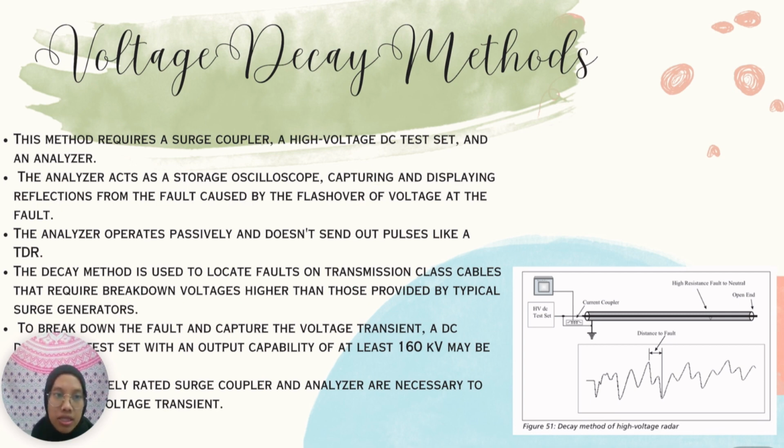The decay method is used to locate faults on transmission class cables that require breakdown voltage higher than those provided by typical surge generators. To break down the fault and capture the voltage transient, a DC dielectric test set with an output capability of at least 160 kilovolts may be required, and an appropriately rated surge coupler and analyzer are necessary to capture the voltage transient.